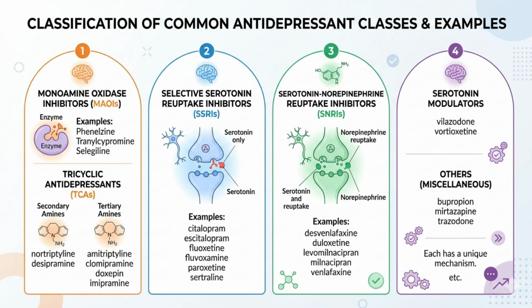antidepressants. So, for monoamine oxidase inhibitors, you can look at the gray enzyme illustration. These drugs work inside the neuron. They block the monoamine oxidase enzyme, which is responsible for breaking down neurotransmitters like serotonin and norepinephrine. By blocking the breakdown crew, more of these mood-regulating chemicals remain available.